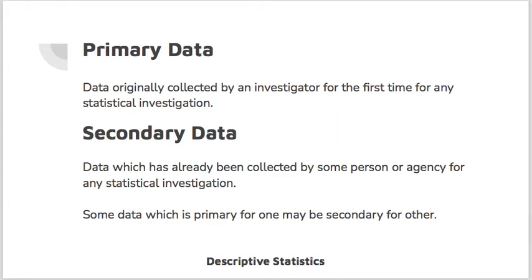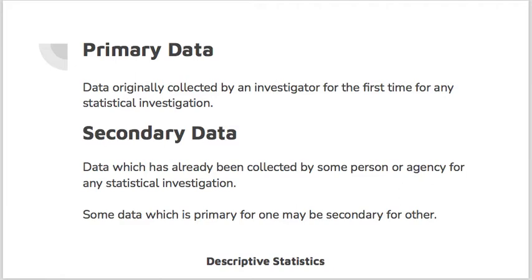Coming to data briefly, data which is originally collected by the investigator for the first time with an objective to study is the primary data. For any statistical investigation, data collected by the investigator at first hand, directly, is the primary data. And data which has already been collected by some person or agency for any statistical investigation, which can be used for the present objective or present research demand, becomes the secondary data. Some data which is primary for one may be secondary for another.